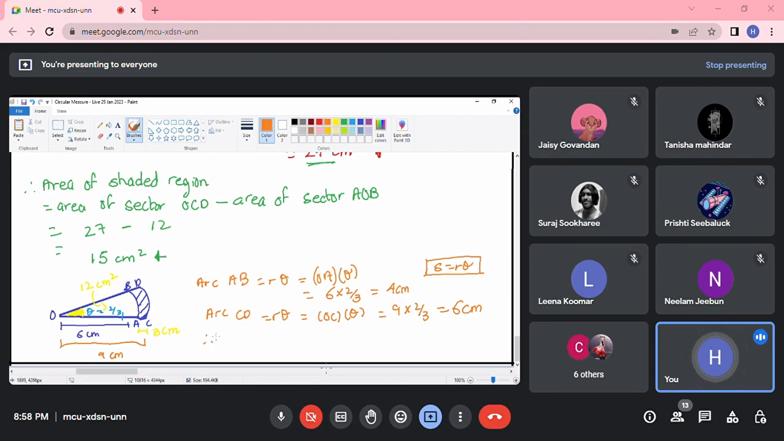So now, we can easily find the perimeter of the shaded region. The perimeter of the shaded region would be AC plus CD plus BD plus AB. So AC is 3, CD is equal to 6 centimeters. BD, so what is BD? BD is also equal to AC, which is 3 centimeters. And arc AB, we found, is equal to 4 centimeters. So finally, when we add all of them, we will get the perimeter of the shaded region to be equal to 16 centimeters.